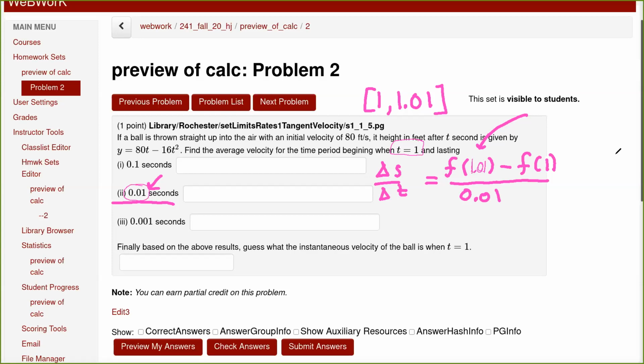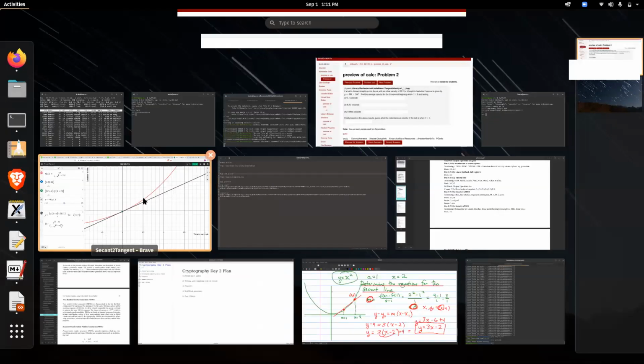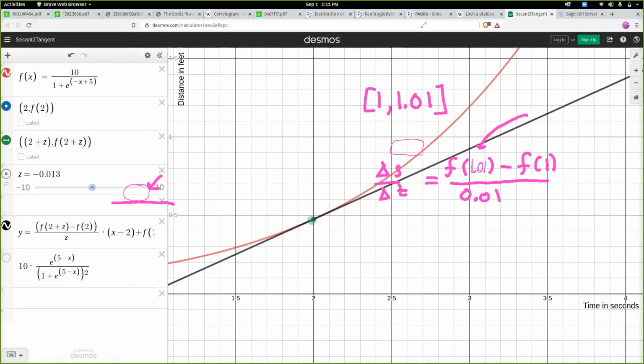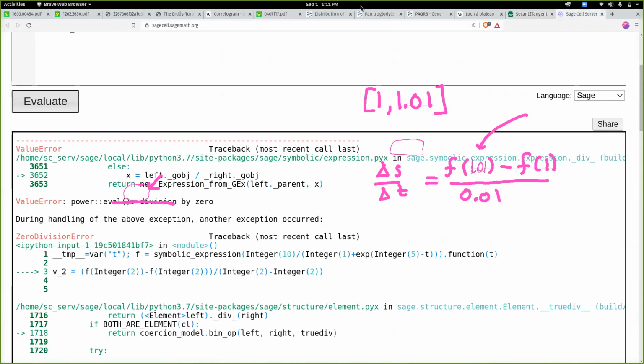And okay, so let's actually do it together. So I'm going to jot down on a piece of paper that particular formula is 80t minus 16t squared. And we're going to remember that the time interval that I care about is from 1 to 1.01. And you can do it differently if you prefer, but what I'm going to do is come back to the Sage Cell server. I still have to clear this stuff off my screen. It didn't go. Okay.